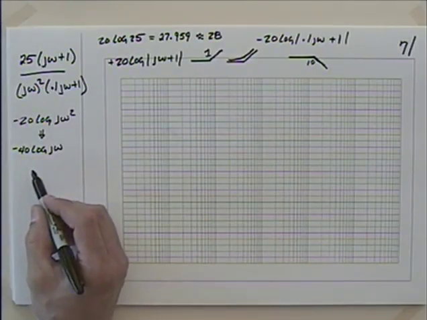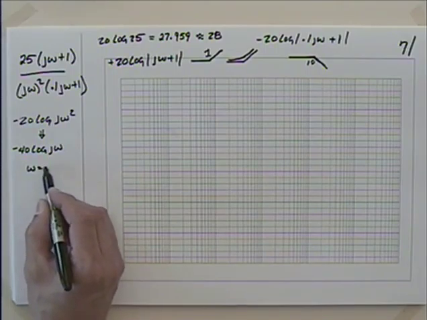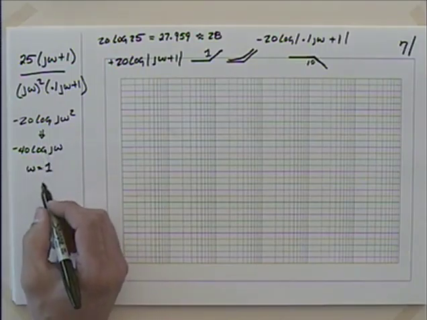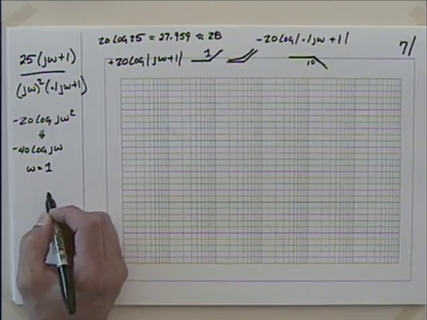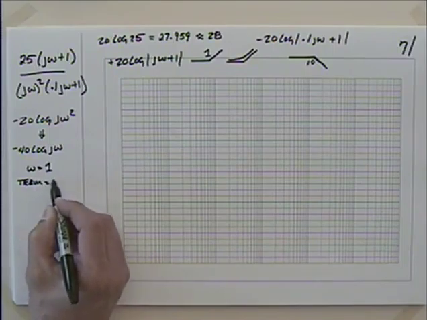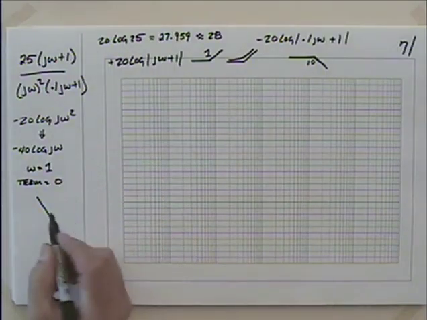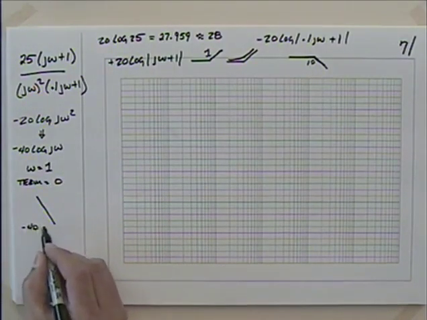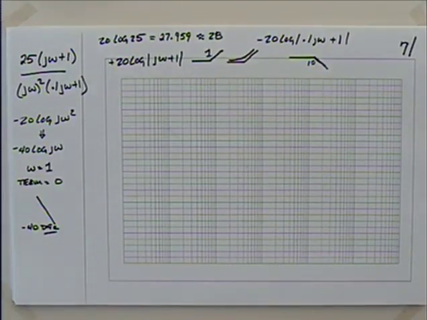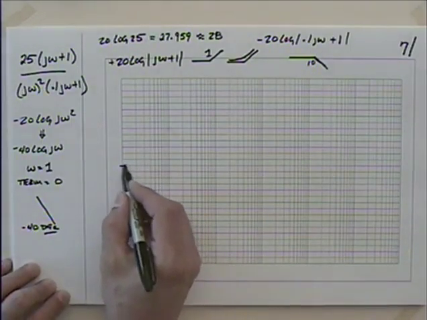So now, what if omega is equal to, let's pick an easy point, omega equal to 1? What do I end up with? Well, the log of 1 is 0, so the term is equal to 0, right? And it's going to go down at what? Minus 40 decibels per decade. Okay, so we should have a handle on those. I'll run from about positive 40 to negative 40, so I'll take 0 here at the middle.